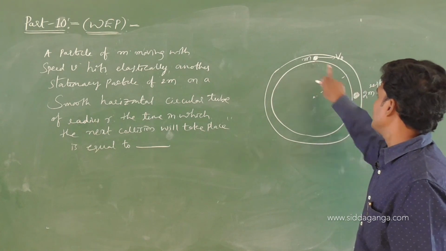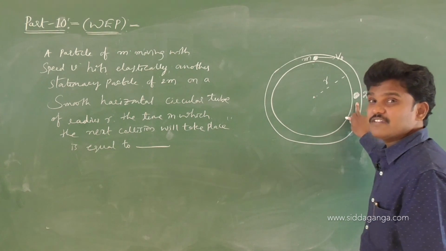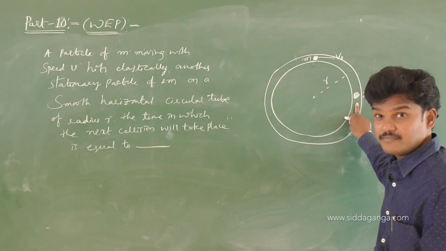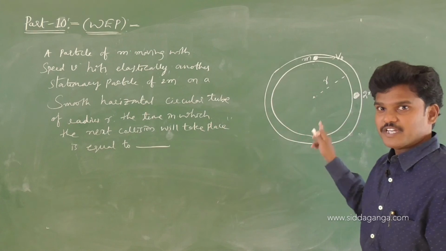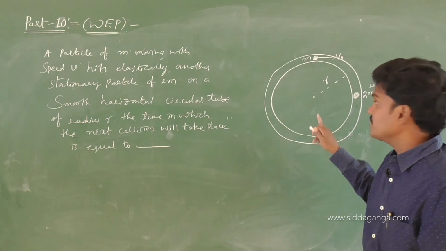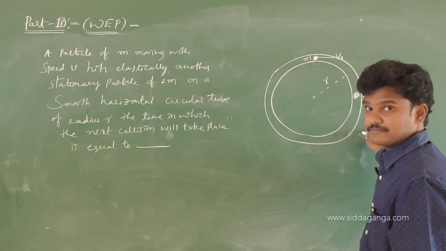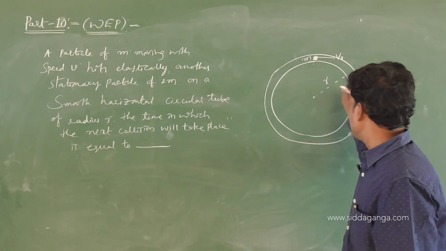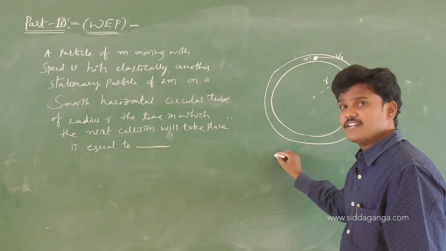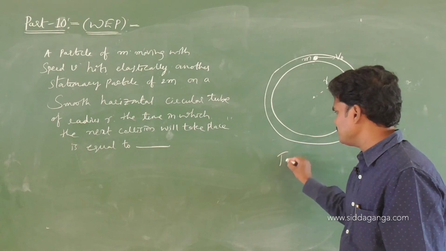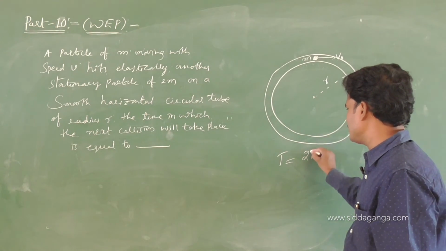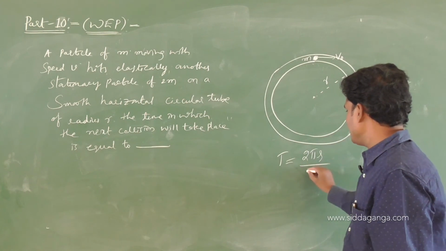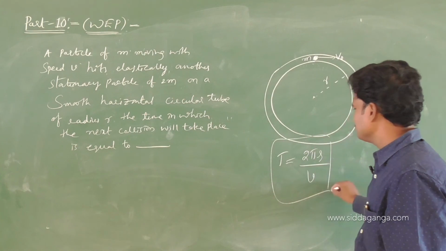So if this particle hits the 2m, then what is the velocity of the 2m? V. Just now I given in the last session, one particle hits some 4 particles. Then the velocity will be transferred to this. Here the velocity of this particle becomes v. The time for the next collision is distance travelled by velocity. Distance travelled is the same, 2 pi r by velocity. So this is the time.